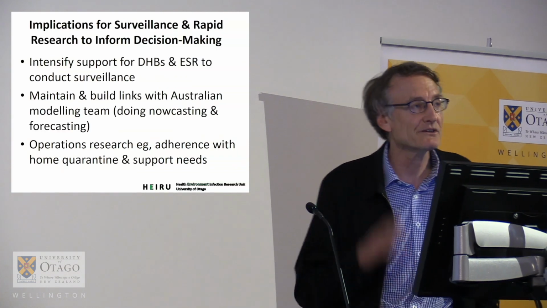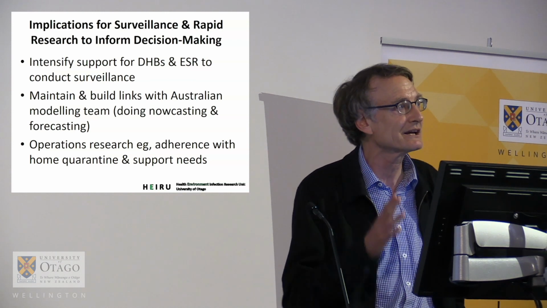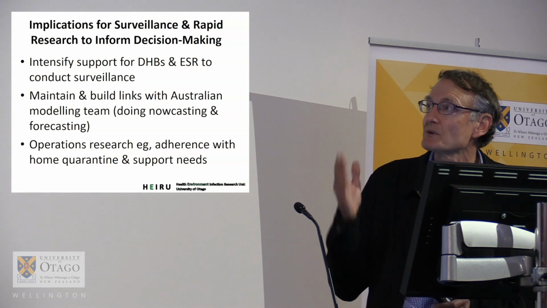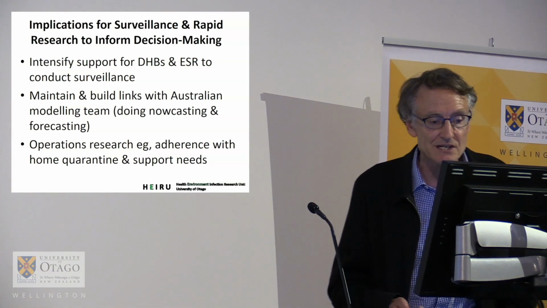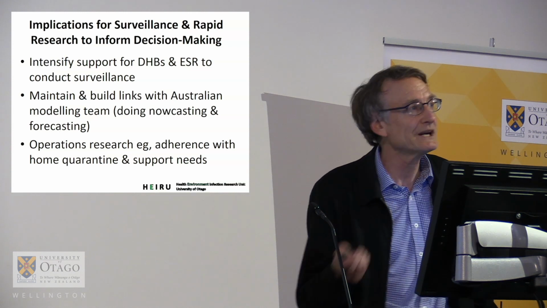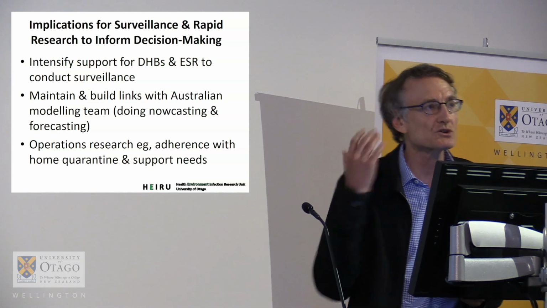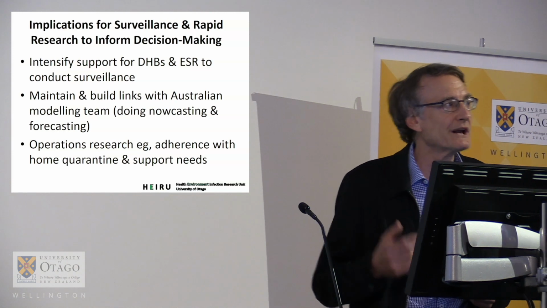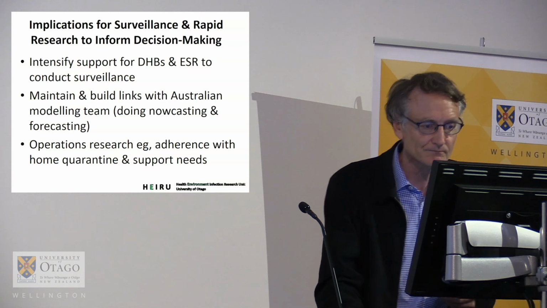And in terms of surveillance, I think we need to look at extra support to DHBs and ESR so they can conduct good surveillance. We need to maintain and build good links with Australian modelers who are doing a lot of work on studying this current coronavirus situation. And operations research. We need to find out how hard is it to have home quarantine? What sort of supports do people need in terms of, even food and other basic provisions? How can we make it as easy as possible?